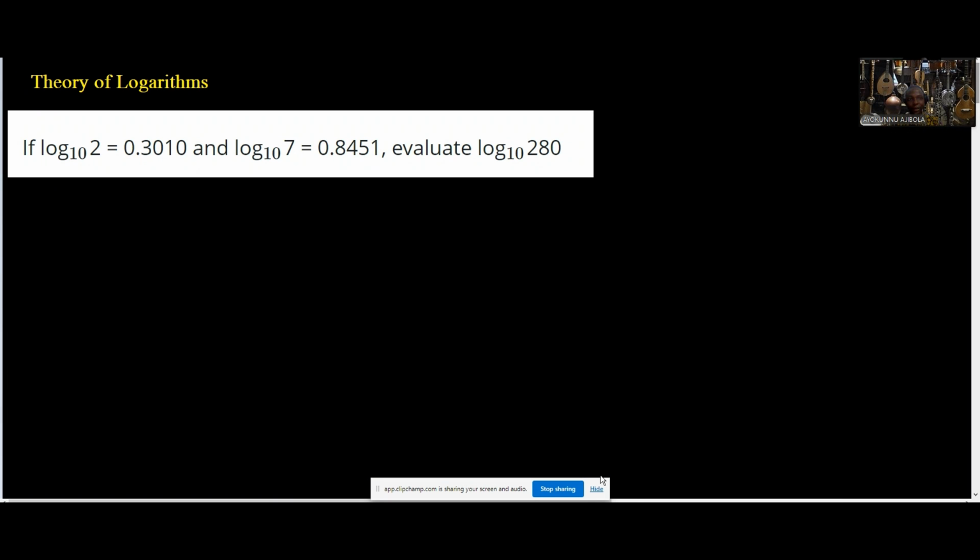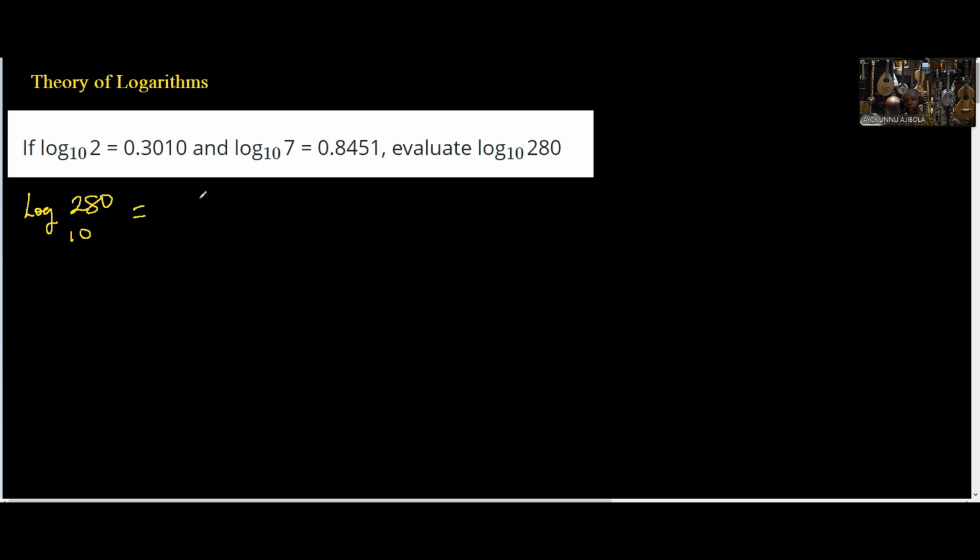In the theory of logarithm, there are a few theories that we will be making use of. Let's try to see which one will be involved in this particular question. The question says we should evaluate log 280 base 10, though we've been given log 2 base 10 and log 7 base 10. Let's see how it goes.